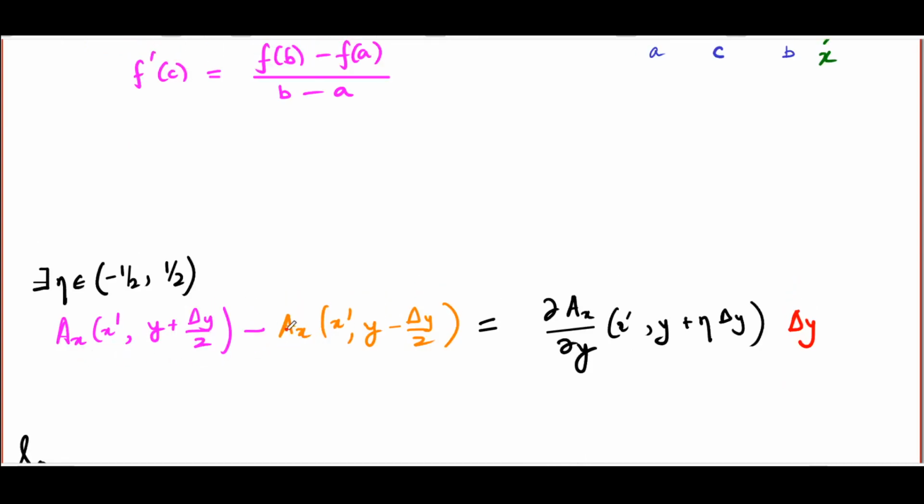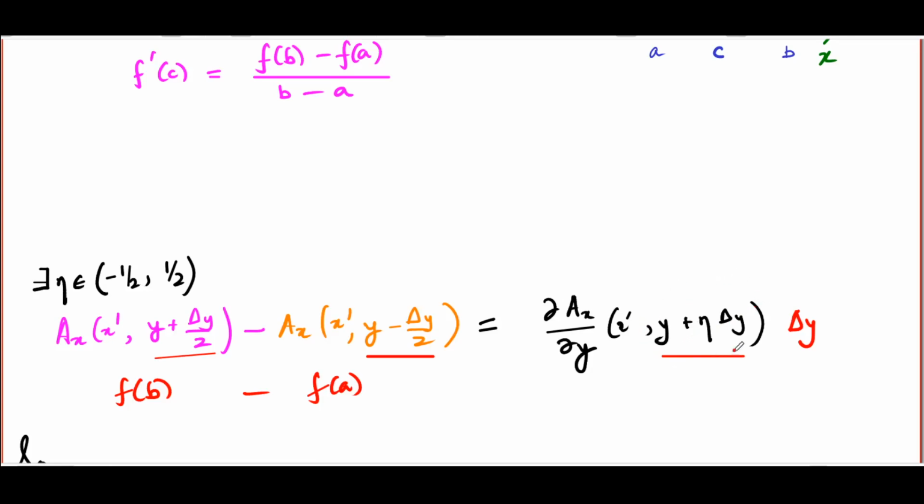Remember, we want to talk about this difference of Ax where x prime is fixed, with the second argument changing from y plus delta y by 2 to y minus delta y by 2. So this is our f of b minus f of a. B minus a here is a change in y, which is simply delta y. This must be the value of the derivative. Here the derivative is with respect to the second argument, del Ax del y, the first argument as far as this part is concerned is fixed at x prime, at some point between y minus delta y by 2 and y plus delta y by 2.